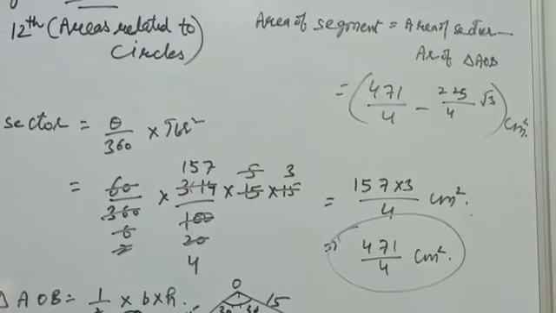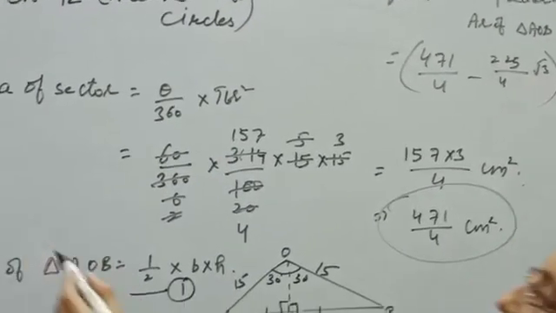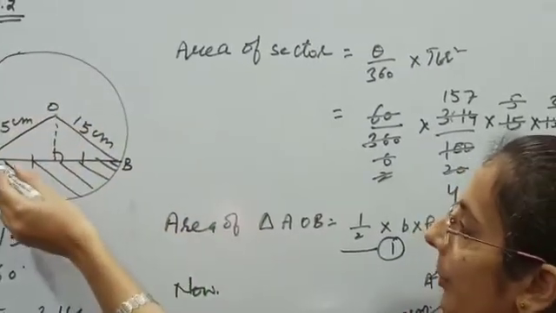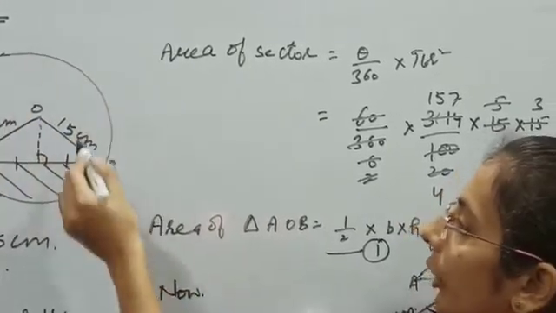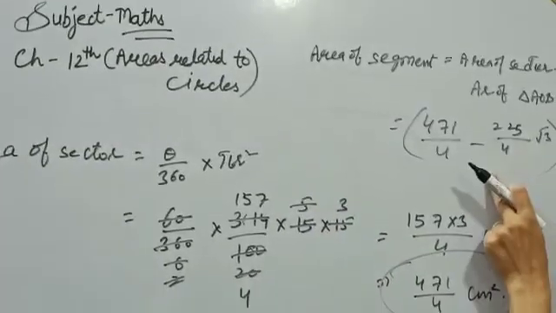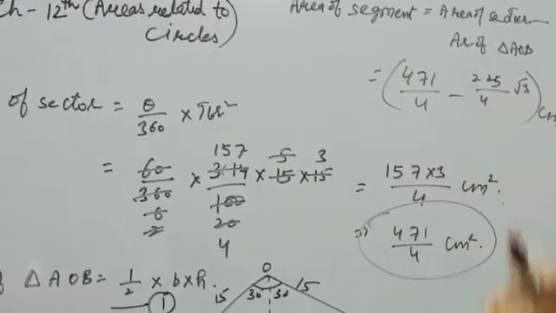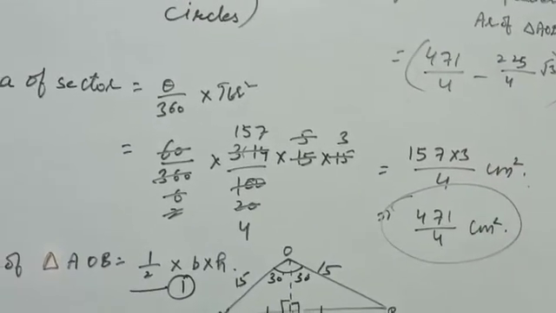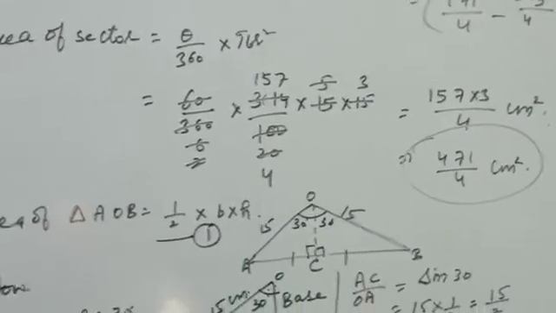Okay, if you want to find out the area of the major part also, then from the full circle we can remove this area. Full area is pi r square, then we can remove that area also. Okay, I think you understand this concept.